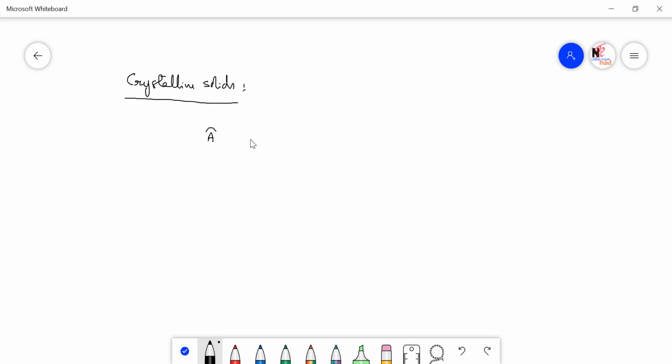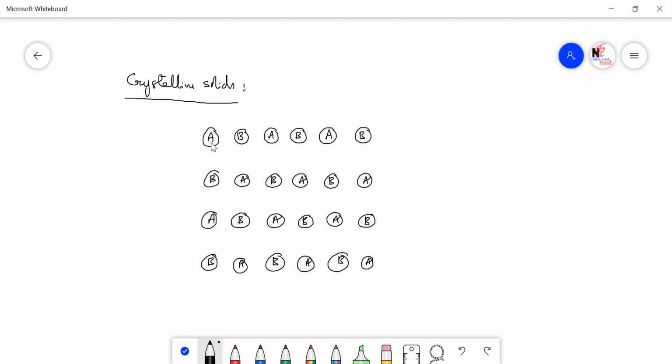For example, if you take a crystal having the AB particles, so the particles may be arranged like this. So in crystalline solids, if you observe clearly, the pattern of arrangement of the particles is regular. Means if A comes first, next B, again A, again B, A, B. The same order it maintains till the end of the crystal. Hence this order is called the long range order.